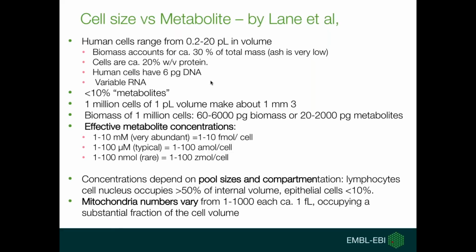But this is sort of an average human cell that is about 0.2 to 20 picoliter volume. About 30% of that is the biomass of it. This is what you burn and is left, with about 20% being the proteome, and something about 6 picogram of DNA. And out of that, on average, 10% of that volume in a cell is metabolite.